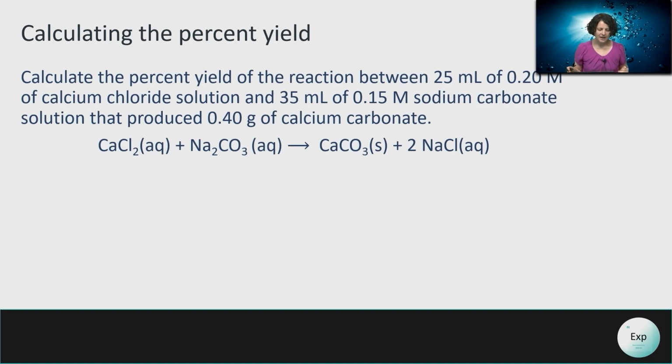If we have two solutions that are combined to produce an insoluble product that can be separated through filtration, our procedure is the same at first as the one that we used for limiting reactant problems. First, we determine the theoretical yield. We start with the volume converted to liters.